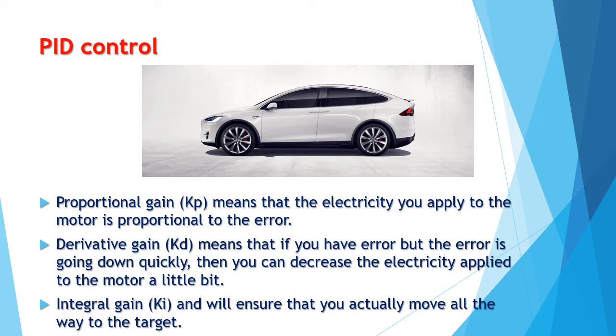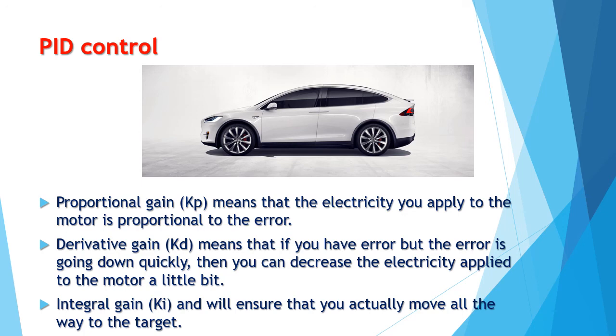If the proportional gain is too low, the car just moves slowly. If you keep increasing the proportional gain, it moves faster, but eventually the car zooms past the target position and then runs back and forth several times, eventually stopping near the target. This is why you need derivative gain, Kd. Derivative gain means that if you have error, but the error is quickly going down, then you can decrease the electricity applied to the motor a little bit. This prevents zooming past the target and helps you stop at or near the target location.